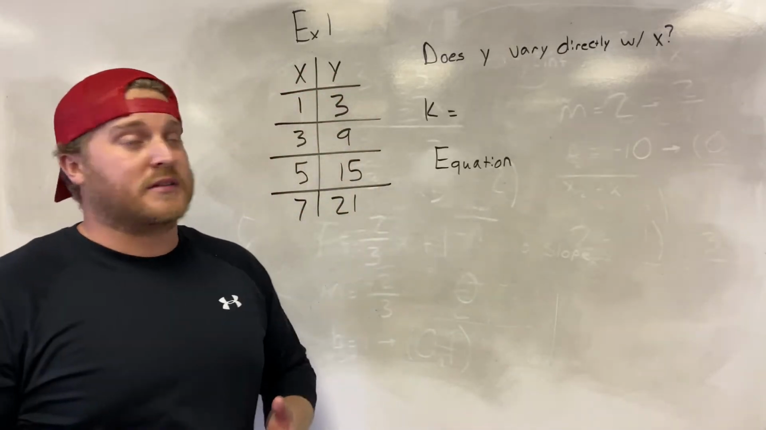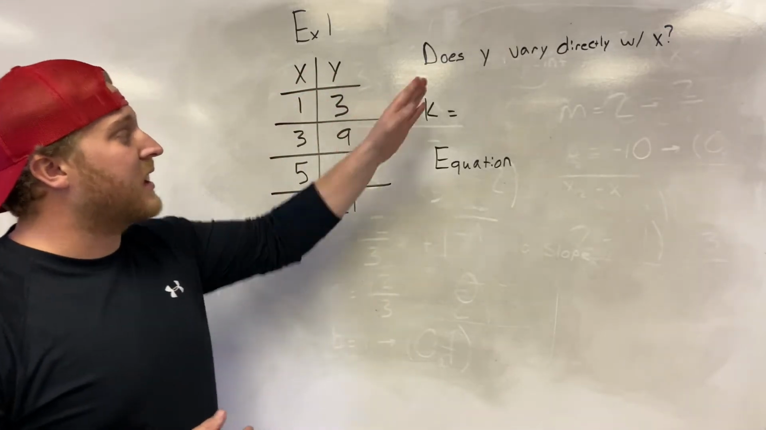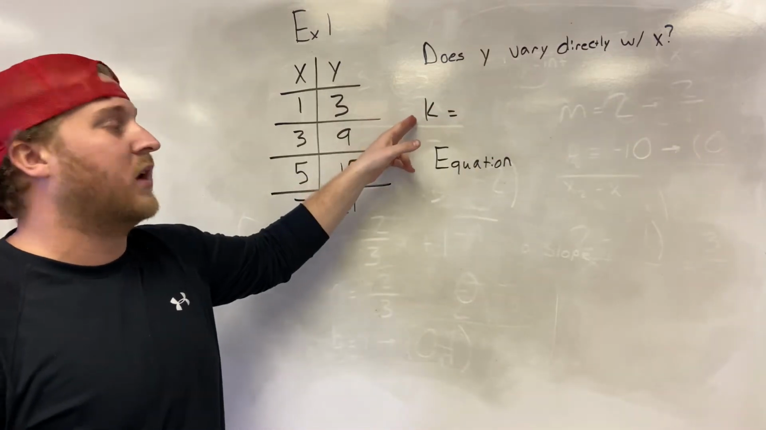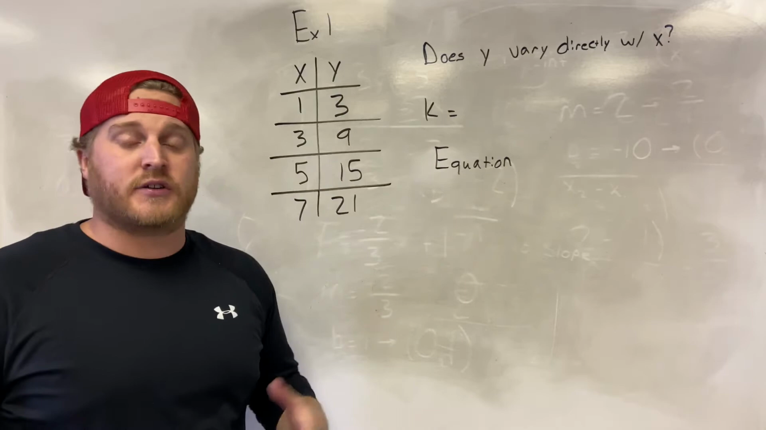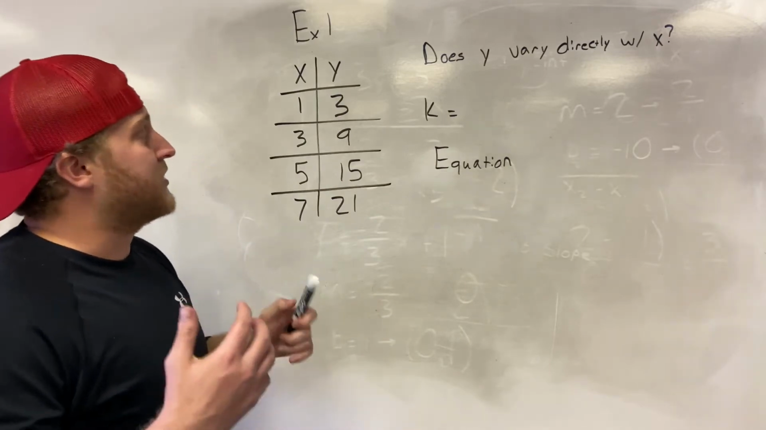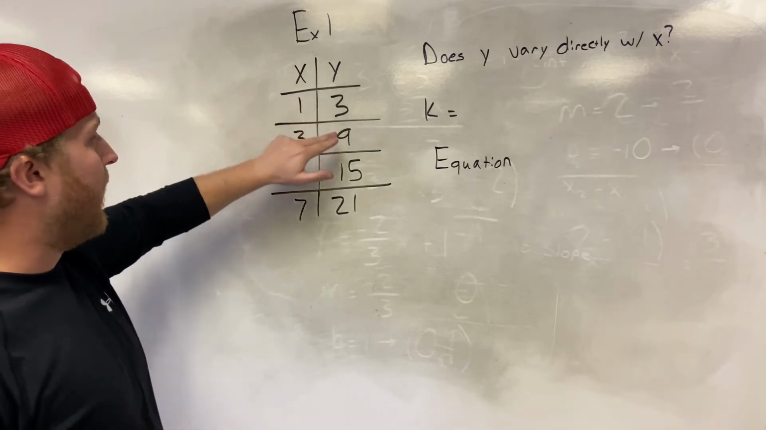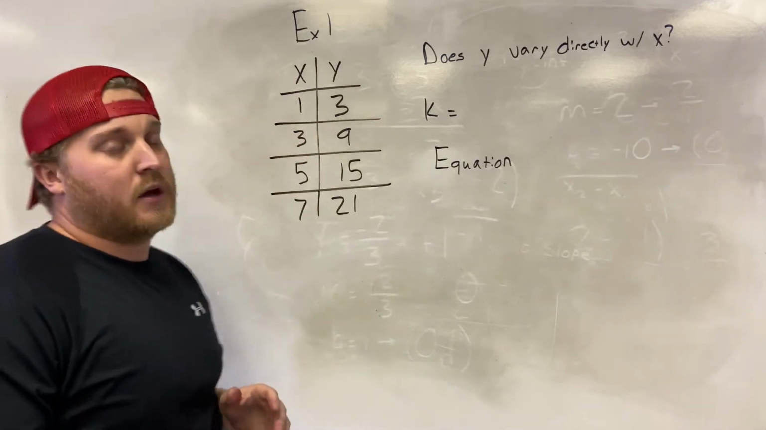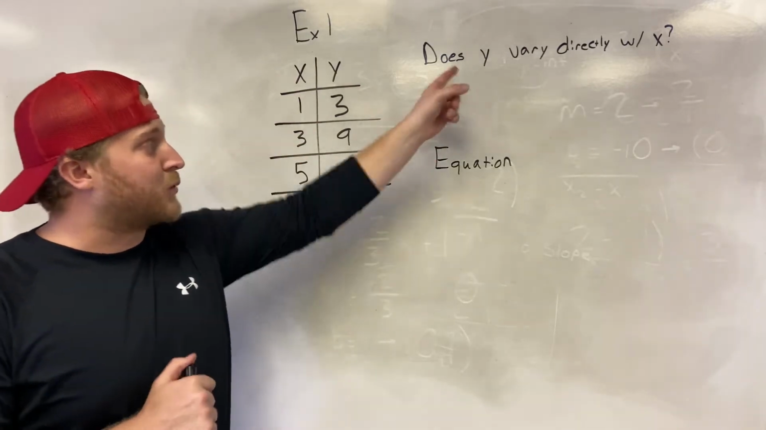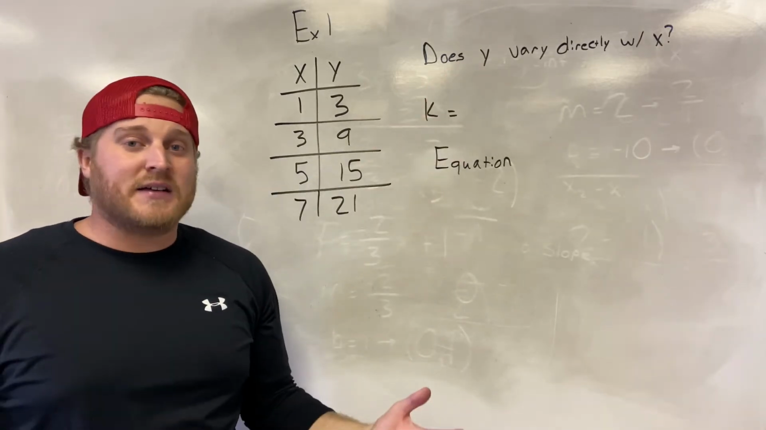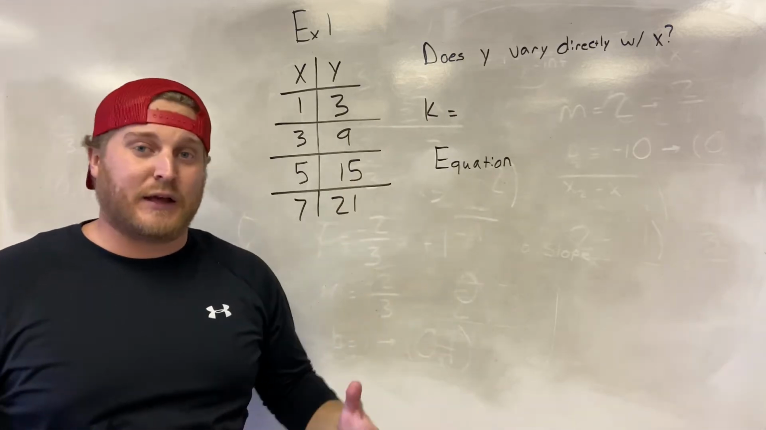All right, example 1 is something like this. It's asking us, does y vary directly with x? If so, what is the constant and what is the equation for the direct variation? And then it gives us this table of different points where x is 1, y is 3, and so on and so forth. So what we have to do first is figure out if y varies directly with x. Because if it doesn't, then we don't have to worry about anything else.